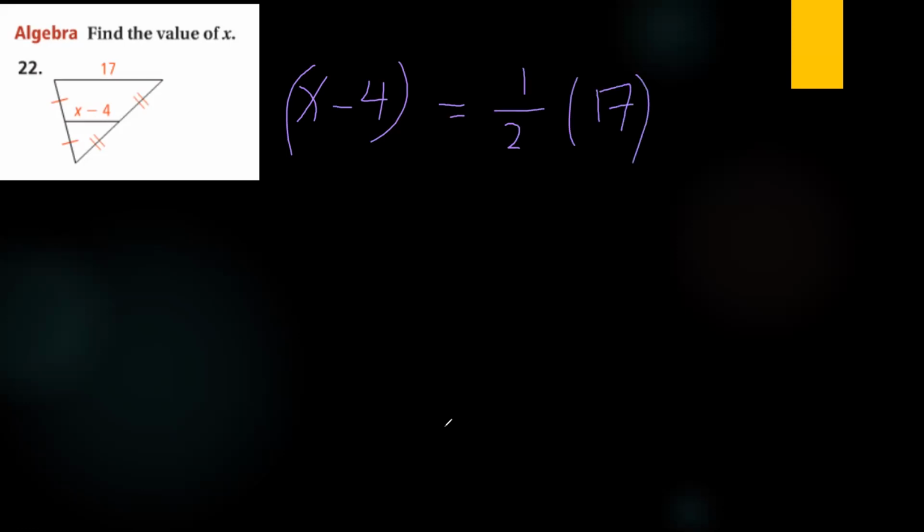Number 22. Find the value of x. Here you have this triangle. Here they told me that x minus 4, the mid-segment, is parallel to the side 17. So what is the value of x? Since it's parallel, the length of x minus 4 is half the length of 17. Do you know why? Yes, Miss, because it is the mid-segment of this triangle. It is the mid-segment, so this length will be half the length of the side.